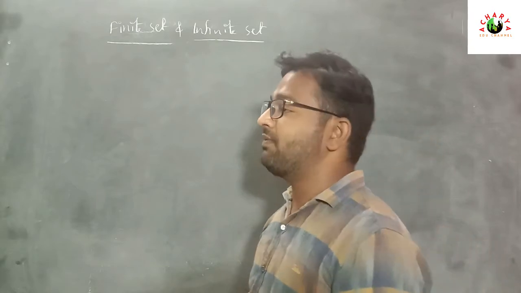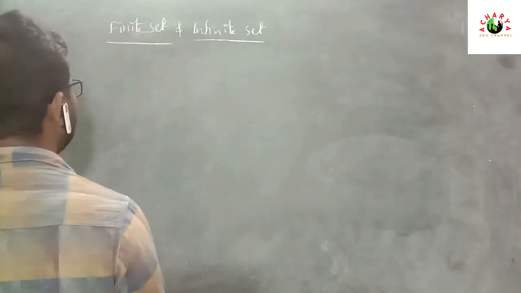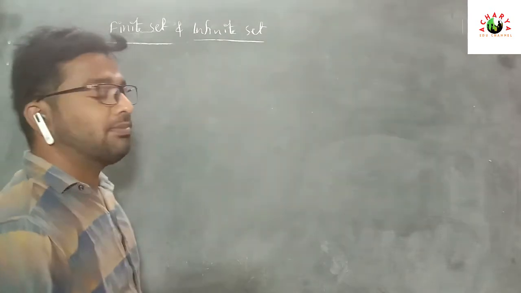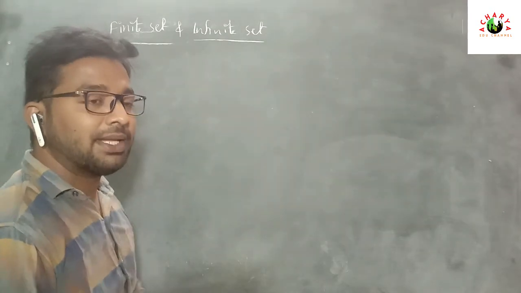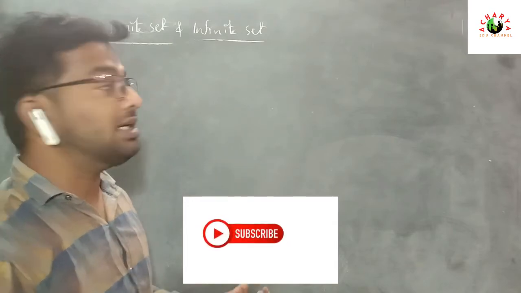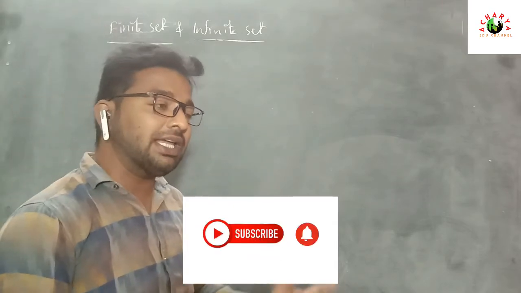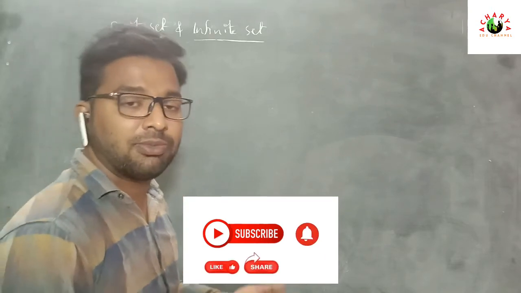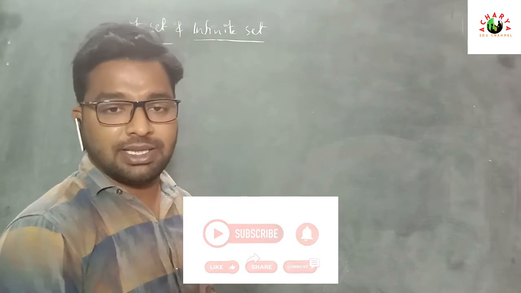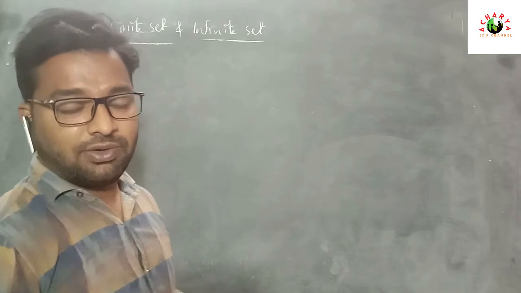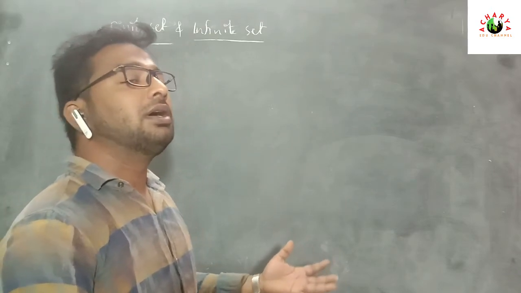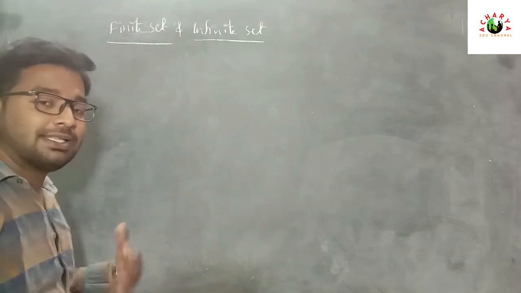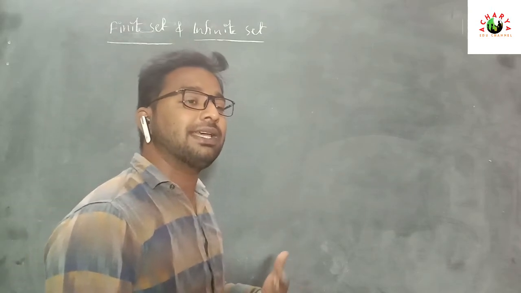Now let us try with an example. For example, all months in a year, x such that x is a month in a year. That is a finite set. Why? Because we know a year has 12 months: January, February, March, April, May, June, July, August, September, October, November, December. Only 12, we should not add any month. It is not uncountable here. We can count all the months.